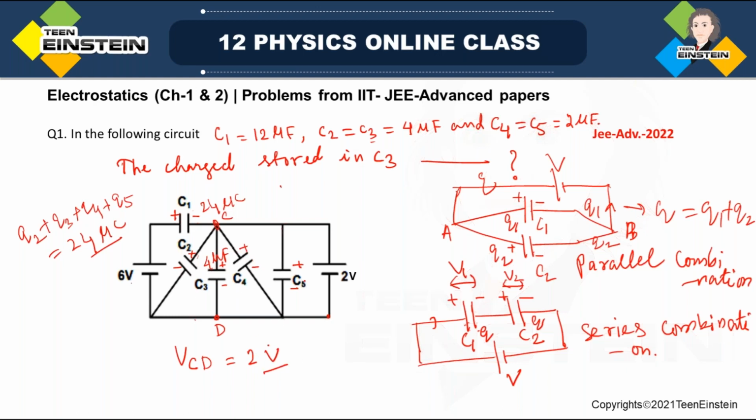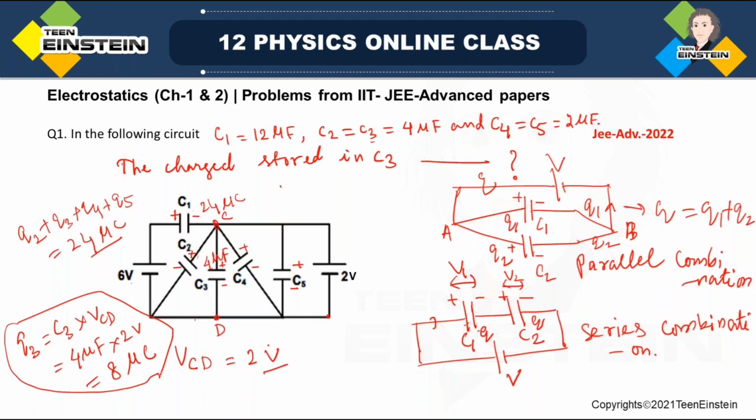Then we can calculate the charge stored in each of them. See, now I have to find out Q3. Q3 means C3 into V, so VCD, right? So C3 is 4 microfarad and this is 2 volt. So this will give you 8 microcoulomb. So the charge stored across C3 will be 8 microcoulomb.